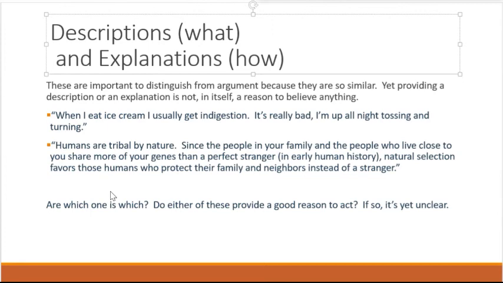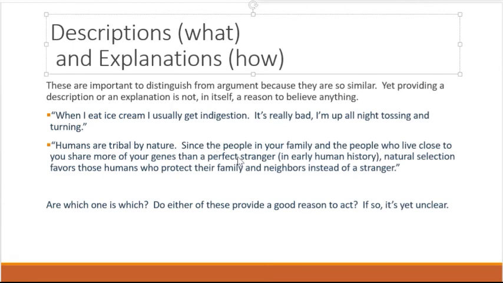Does this give us a good reason to believe anything else? Does it give us a good reason to act? Does it support anything? Well, you might think so, but then if you do, you probably have a hidden premise. You probably think that things that are biologically healthy are also good. But that's also controversial, right? So if you wanted to make this into an argument, you would have to tell me the so what factor.